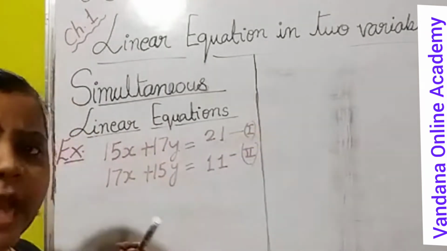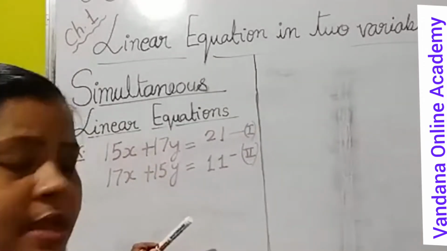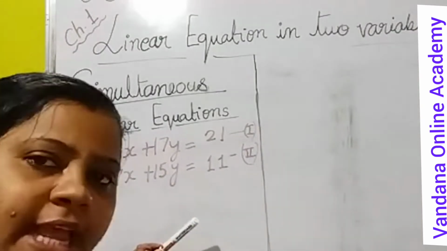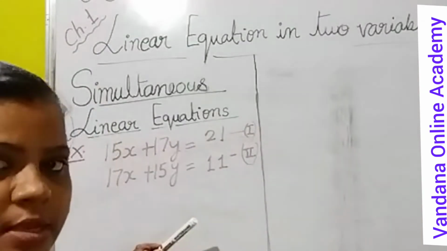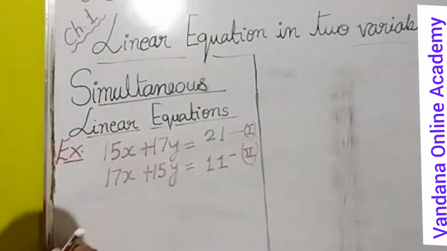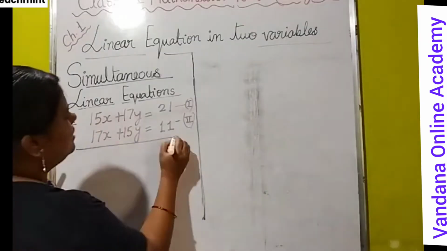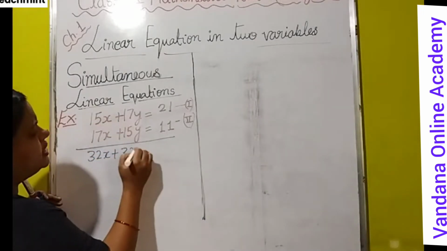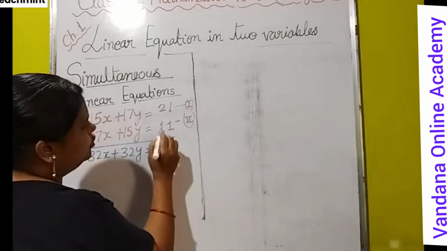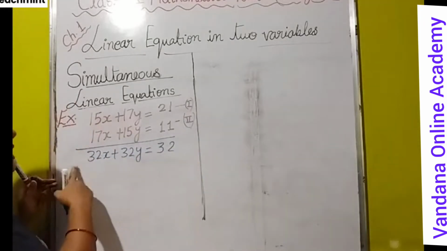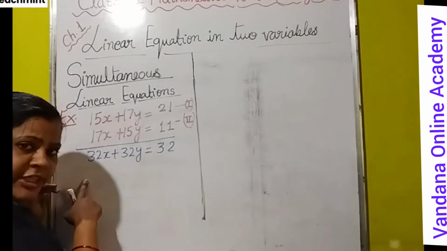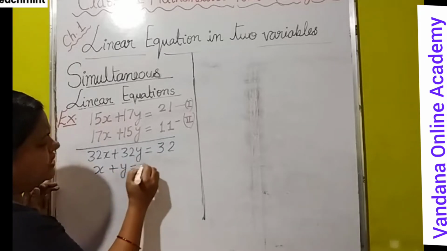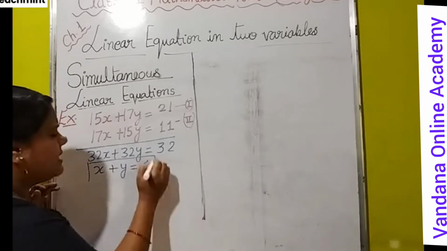To solve these types of equations, first we will add these two equations and then we will subtract these two equations. Now see here how. So first we will add these equations. So we will get here 32x plus 32y equals 21 plus 11, that is 32. Now on dividing both sides by 32, we get x plus y equals 1, isn't it? So this is our equation.